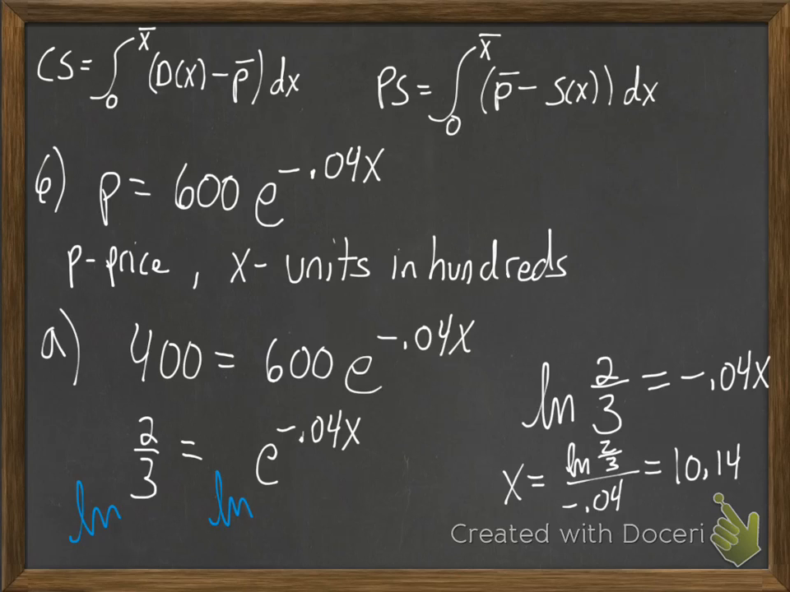So that's the first part of the problem, we need to find out the quantity at that price. Okay. And now once we know that, in part B, we're asked to use the results to find the surplus if the selling price is set at $400 per mattress. So in part B, we're told that P bar is 400. Of course, we know now that X bar is 10.14.